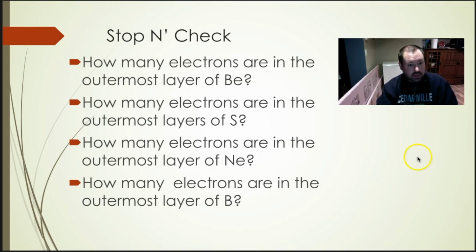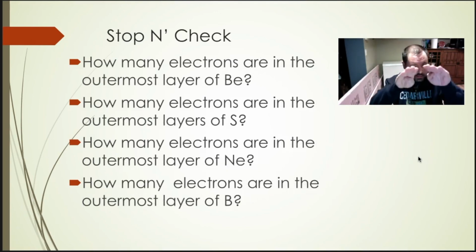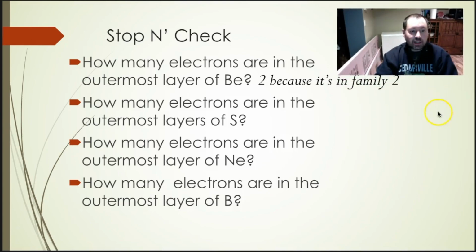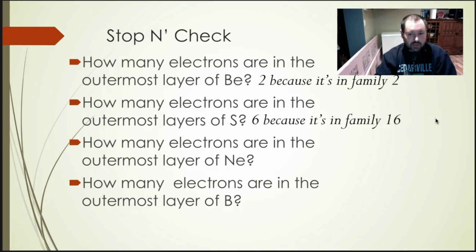But now let's talk about valence electrons. So those are the outside electrons. How many electrons are in beryllium? You have to see what family it's in. So take a look at your periodic chart, see which family it's in. It's in family 2. And since it's in family 2, it's got 2 valence electrons. What about sulfur? A little bit further to the right on your periodic chart. Sulfur has 6 valence electrons because it's in family 16.